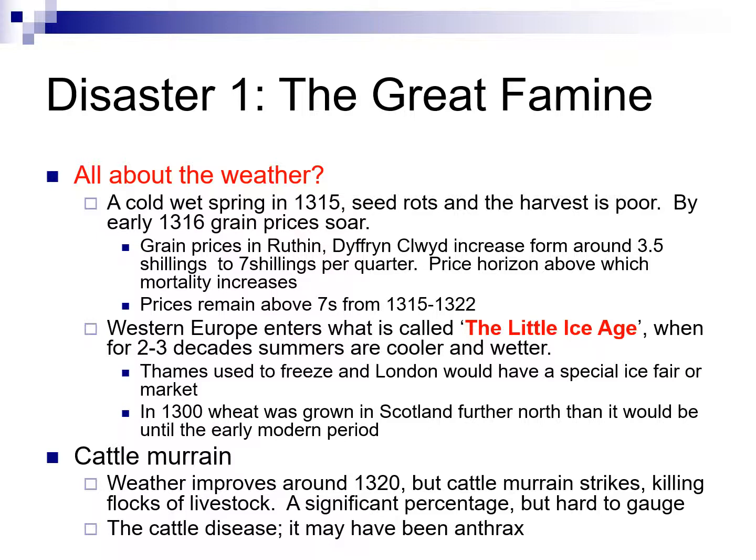This cattle murrain, which strikes around 1321, comes just at a time when people are recovering from the cyclical failure of their crops. And when this cattle murrain arrives, it kills at least half of livestock. It's hard to gauge just how much, but 50% is a good estimate. People have speculated what it was. It might have been rinderpest, for example, might have been anthrax. A variety of possibilities have been suggested.